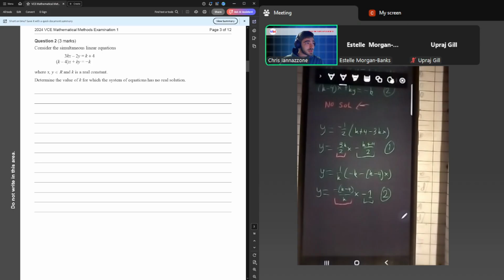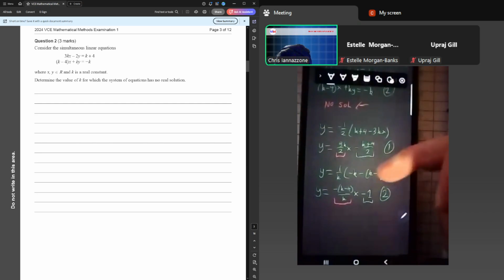Wait, sorry, what am I saying? No solution is parallel. No, so you do need both, actually. Because no solution means parallel. So when we think about parallel... Sorry, I was thinking of unique. Yeah. So no solutions mean parallel. What does that mean we have to achieve? Same gradient, different c value. Yeah, there we go. Sorry for the confusion on that one.